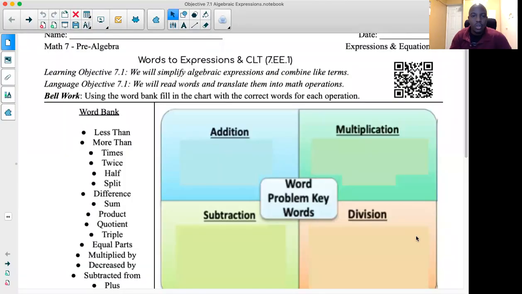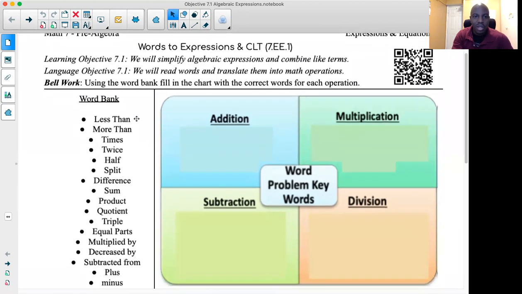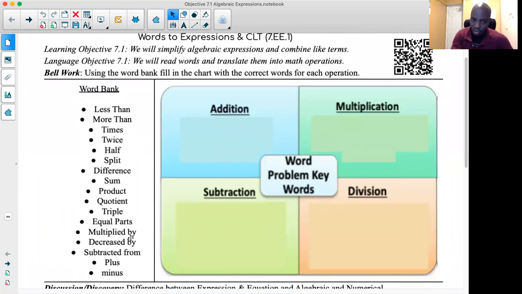First thing that you're asked to do, as usual, is to complete some bell work. The bell work that you're asked to complete today is to fill in this word bank. Fill in the word bank with the correct words for each operation. So there's addition, multiplication, subtraction, and division. I want you to fill in these words: less than, more than, times, twice, half, split, difference, sum, product, quotient, triple, equal parts, multiply by, decrease by, subtracted from, plus, minus. Put them in their respective location.